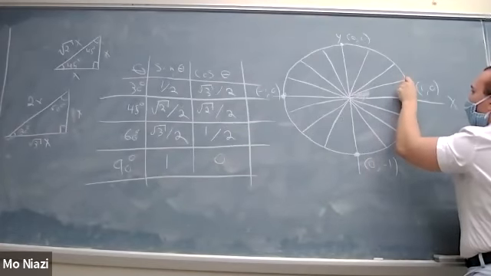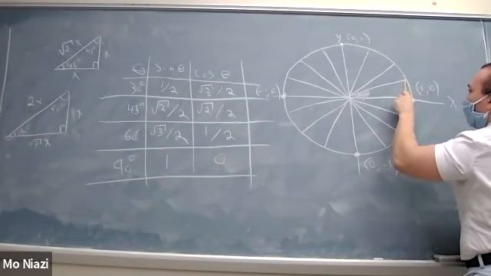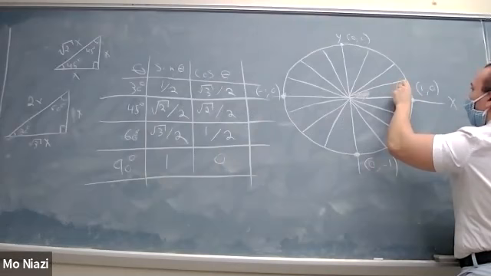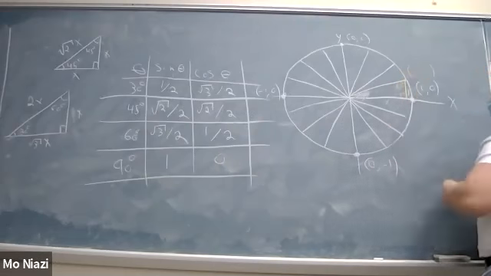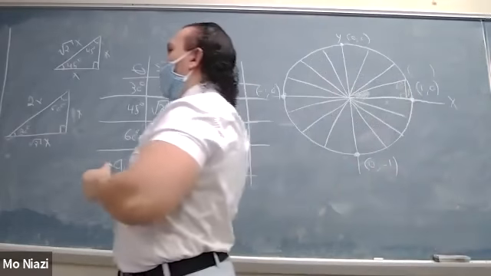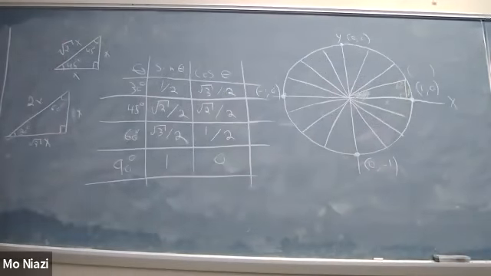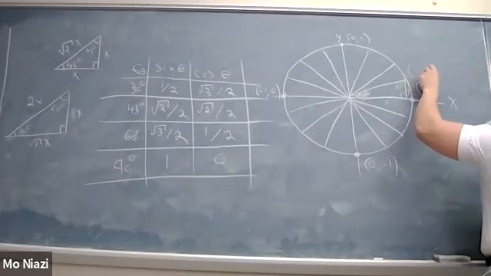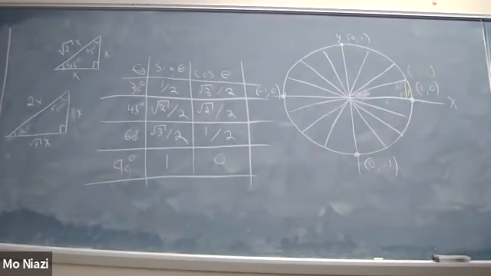Because notice that from right here, we can create a right triangle. That becomes a 30, 60, 90 triangle, right? Here's your x and here's your y. What are the sine and cosine values here? Sine of 1... cosine is square root over 2. Square root of 3 over 2.